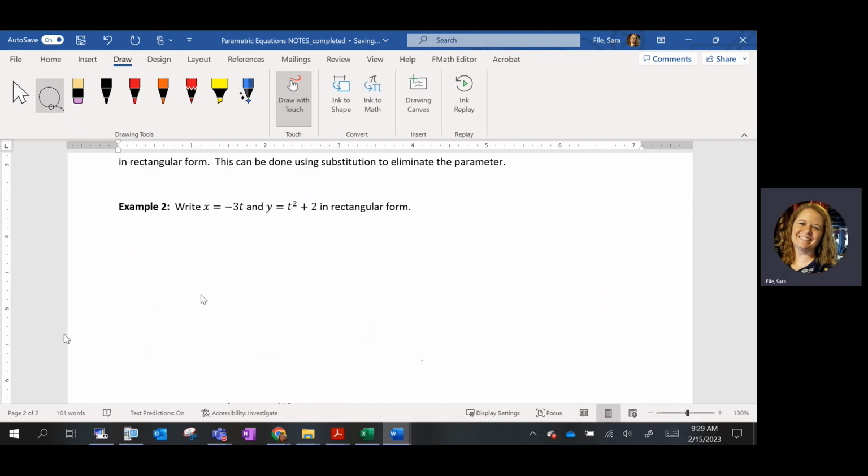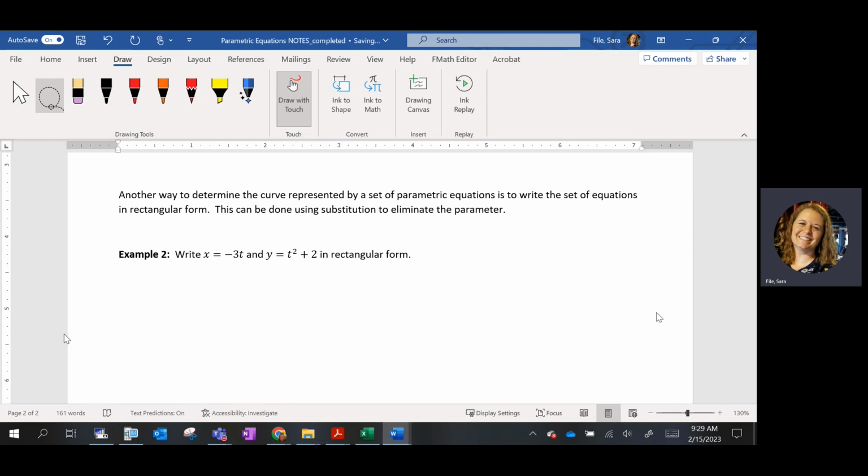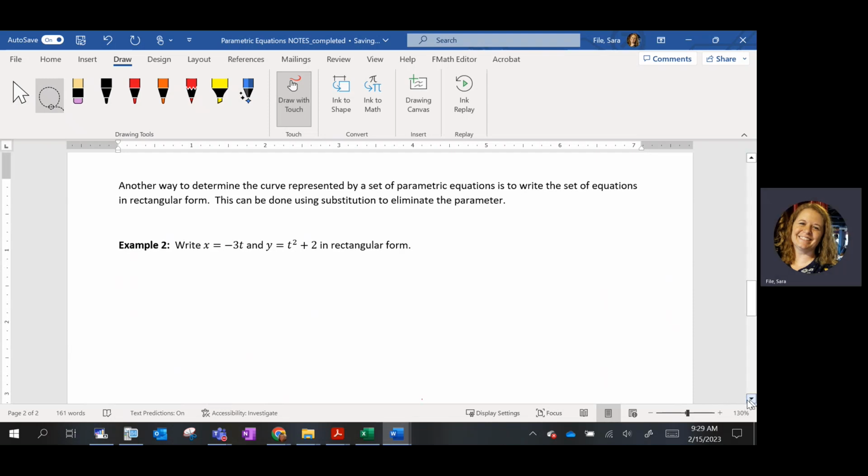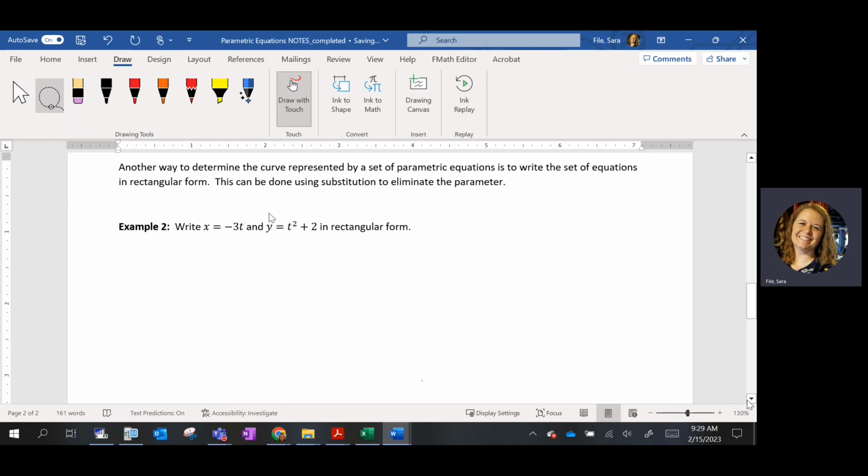Okay, so let's look at these together. So in the Desmos activity you did, it took you through practicing eliminating the parameter by solving for t in one of your equations and then substituting that into the other equation, right? So you'll have had a little bit of practice with this. Okay, so I'm going to go through for number 2. They just want us to put this parametric set of equations into rectangular form or as a Cartesian equation.